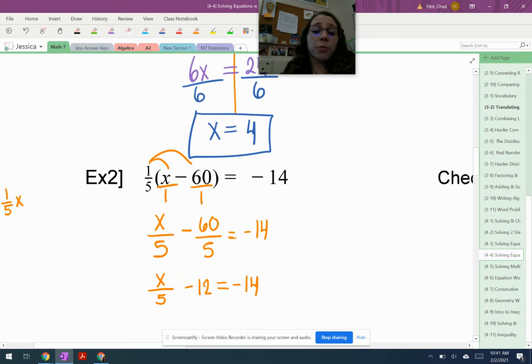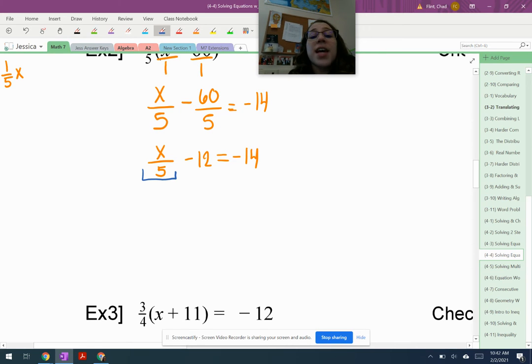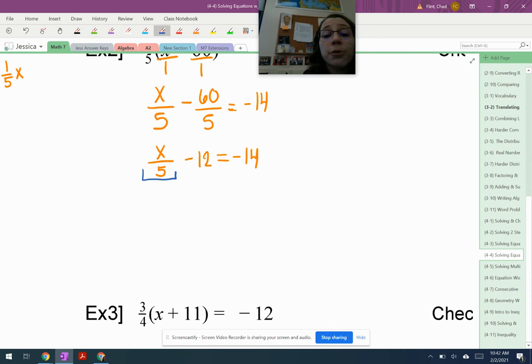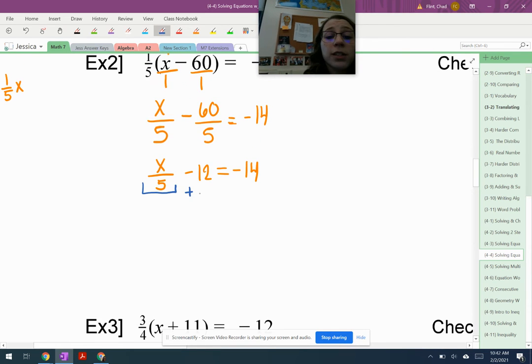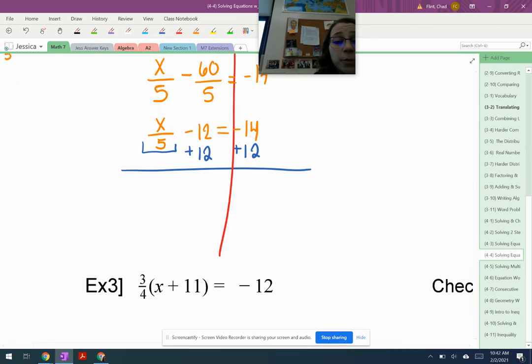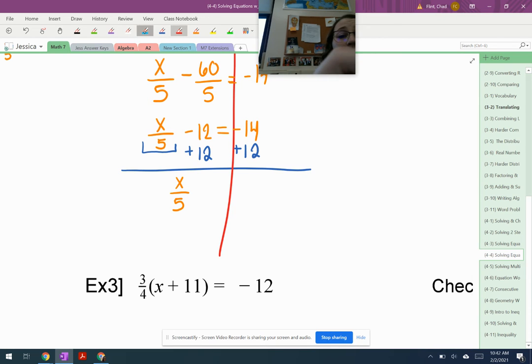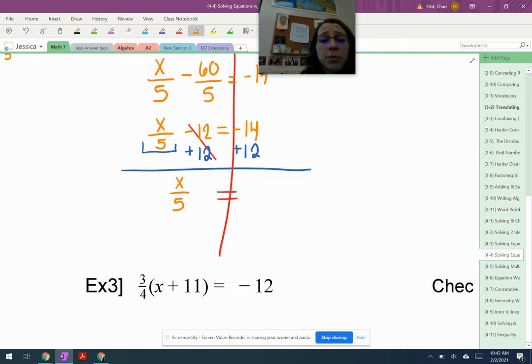All right, once we did our distribution, we can now work on isolating the x term, which would be this x divided by 5. So to get that alone, the negative 12 is preventing that from being alone. So the opposite of a negative 12 is to add 12 or positive 12 to both sides. And again, I'm forgetting about my line down the center. After I'm adding that 12 to both sides, I end up with x over 5. Negative 12 and 12 cancel out real nice for me. And that is going to be equal to negative 14 plus 12 is a negative 2.